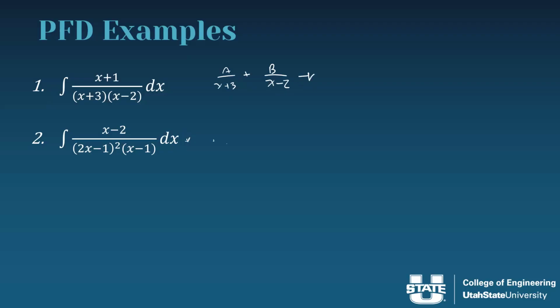So you would do this as ax minus 2a plus bx plus 3b. And then you solve for your coefficients. So x raised to the 0 power, you only have one of those, and then you set that equal to 3b minus 2a. And then x to the 1 power, you also have one of those, which is equal to a plus b. And then you can solve for your a's and b's.